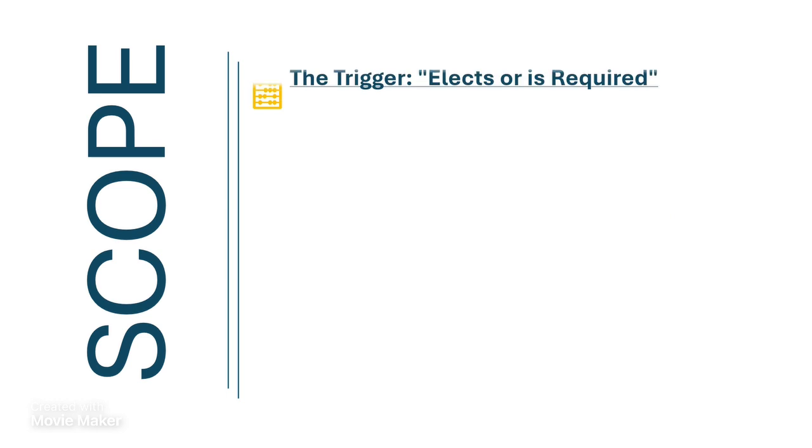Now let's move on to the scope of IAS 27. The trigger: elects or is required. The parent company may voluntarily elect to prepare standalone statements along with their consolidated statements, or may take exemption from the consolidated statements and prepare the separate financial statements. Or there might be a legal requirement for companies to produce the standalone or separate financial statements along with their consolidated statements.